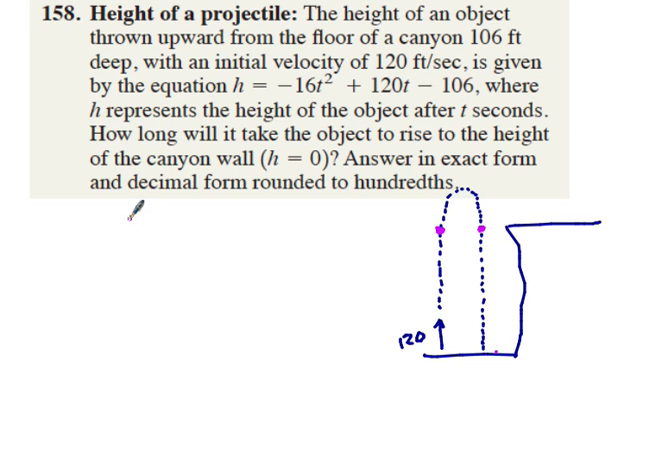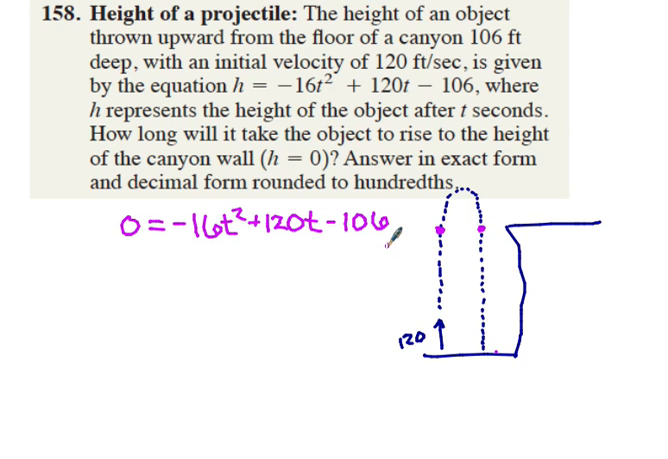And so let's take a look. If I plug in 0 for our h value, we have 0 equals negative 16 t squared plus 120 t minus 106. So we have that initial velocity of 120, and we're fighting against gravity. That's what this 16 is, in feet per second. And then we've got this 106. Okay, so that's the depth we're starting at.